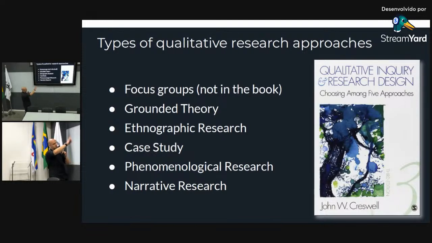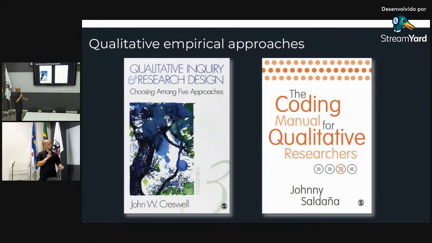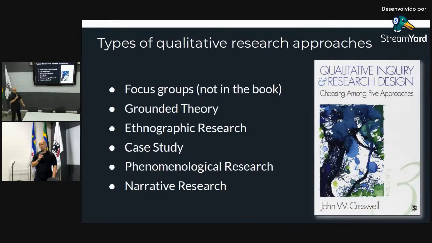What this book focuses on is focus groups. They're actually not in the book, but they're very used and very useful, I would say. Then they have grounded theory, which is something I used, and ethnographic research, which some researchers at my university are currently finishing. Ethnographic research is like you live in an environment for half a year and try to understand what is going on there.